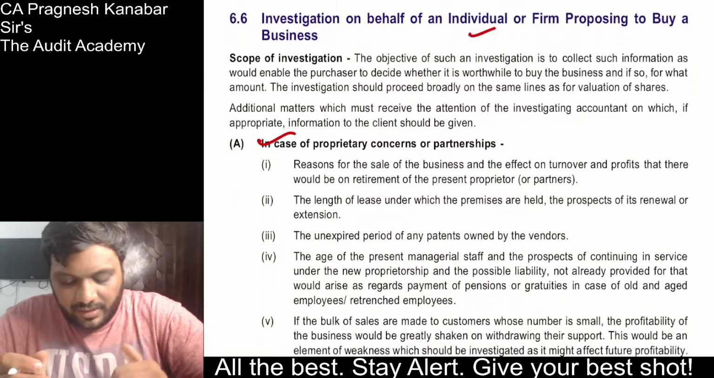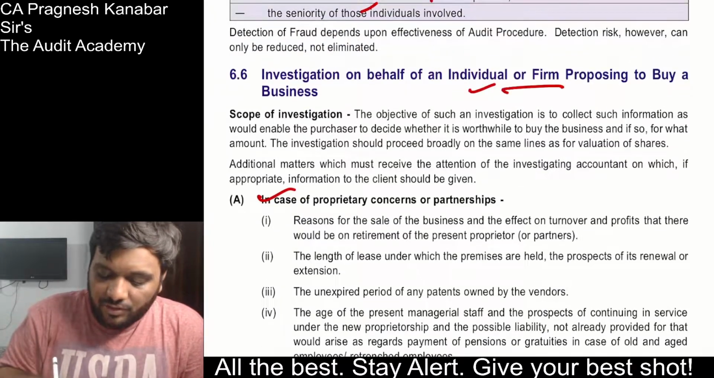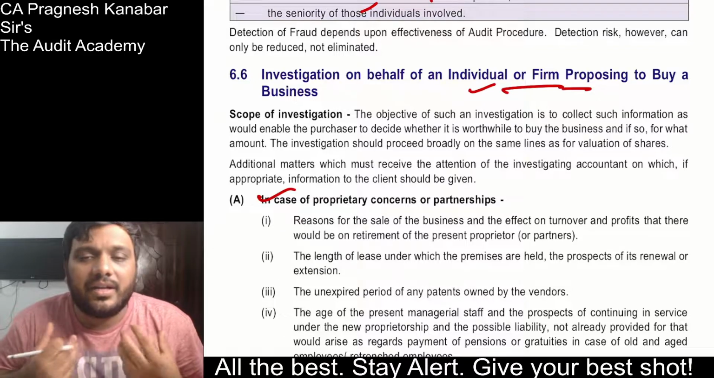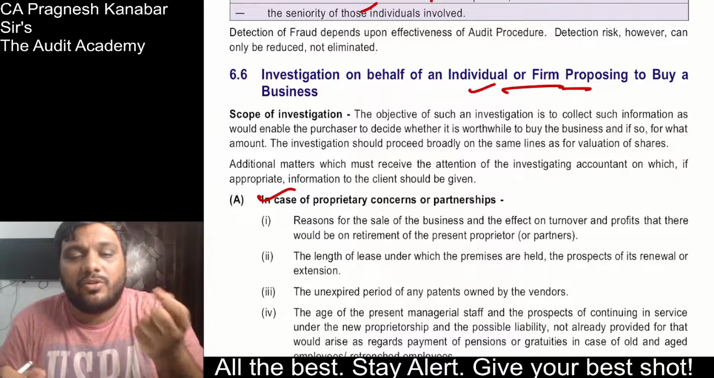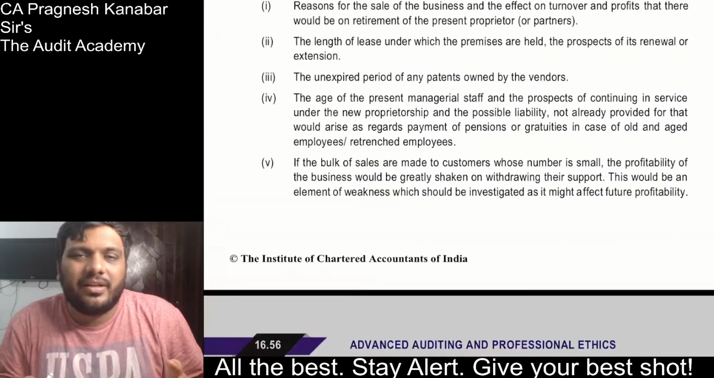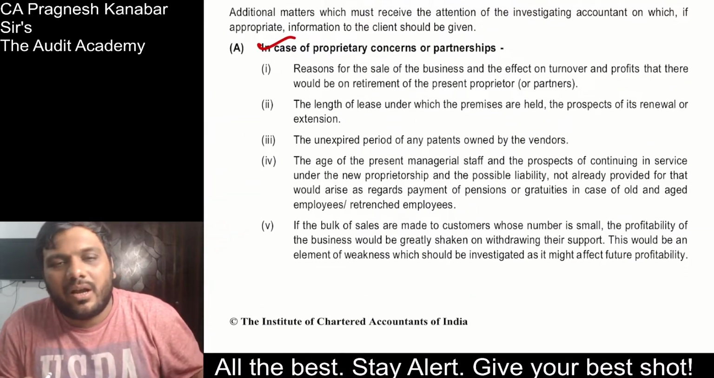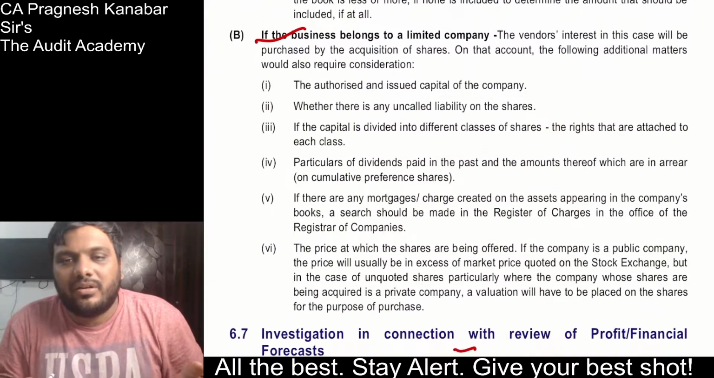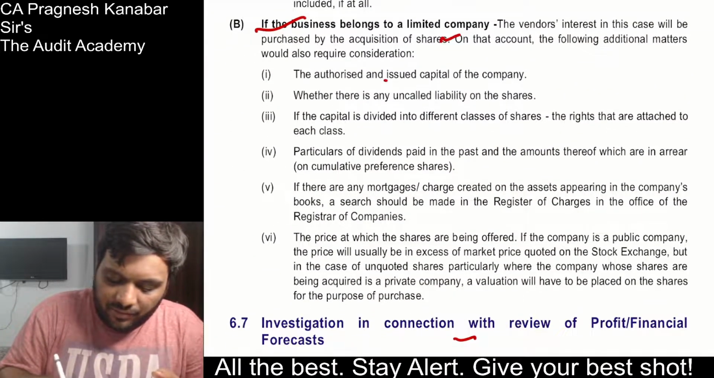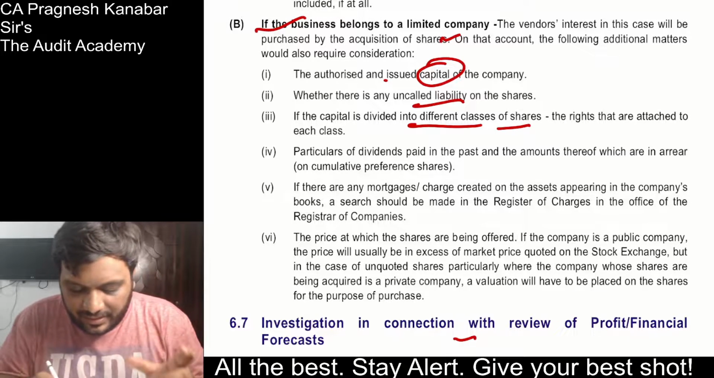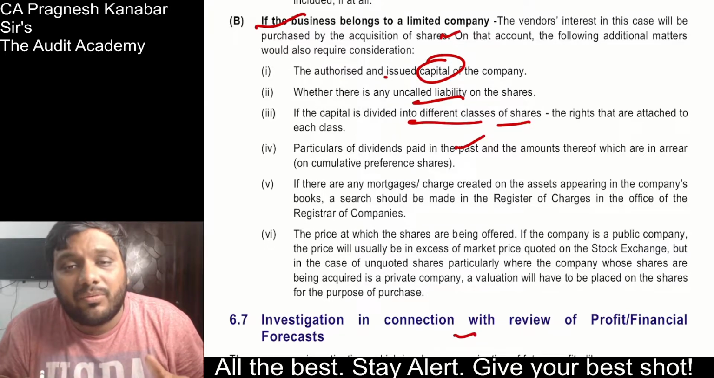All right. Then investigation on behalf of an individual or firm proposing to buy a business. If I am appointed as an investigator by an individual or firm which wants to buy the business, then what are the points that I am going to investigate? From valuation to their accounting to history, all the points are over here, whether it is a proprietary firm or company. In case of a company, I will check their capital, their liability, then their shares, their dividends, and those things also I'm going to take up.